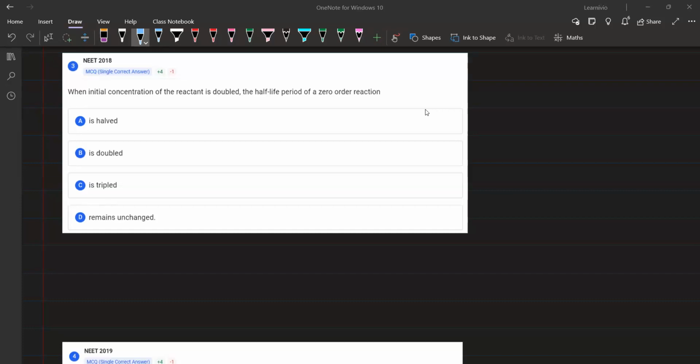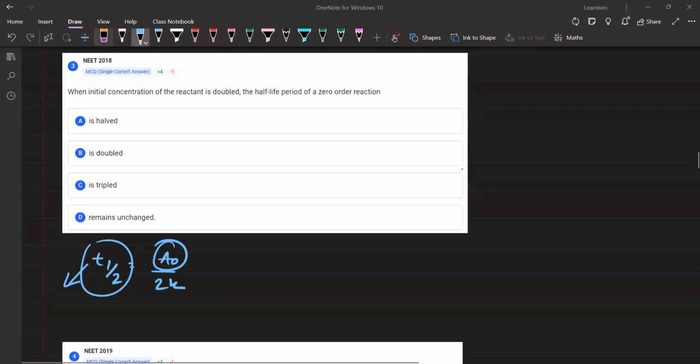Time is up. T half for a zero order reaction is equal to A naught by 2K. So if I'm going to double the initial concentration of the reactant, the T half will also be doubled. Not halved, it will be doubled. From this formula, you can see T half is directly proportional to the initial concentration. So if you are doubling the initial concentration, the T half will also be doubled. So option B is correct.